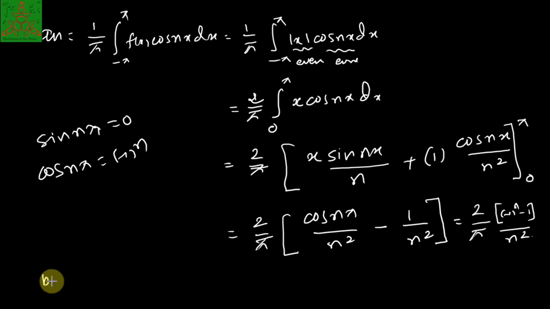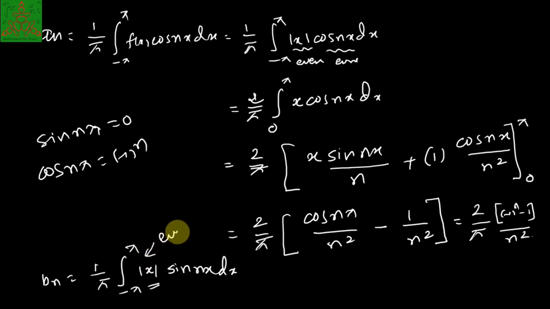And for the bn, we have 1 upon pi, integral from minus pi to pi of f of x, which is mod of x, sin nx dx. Now this mod x is an even function and this sin nx is an odd function, and we know that even into odd function is again an odd function, and the integration is from minus pi to pi. So the value of this bn will become 0 for any n running from 1 to infinity.